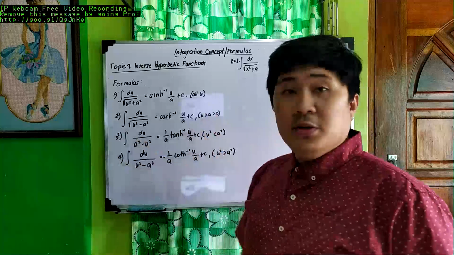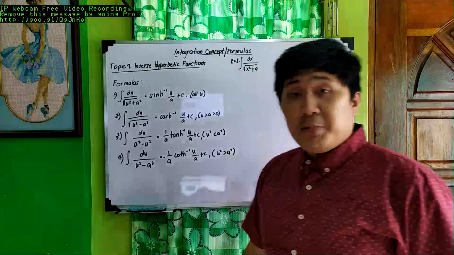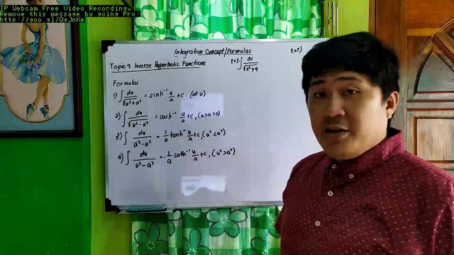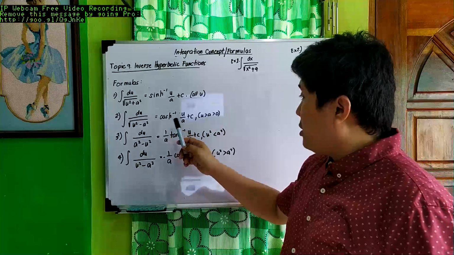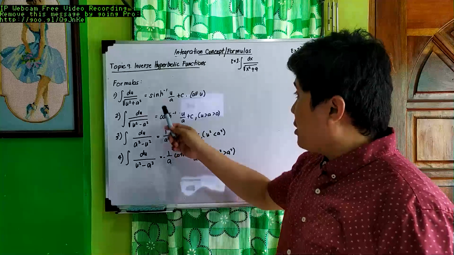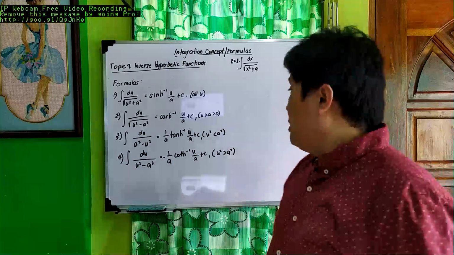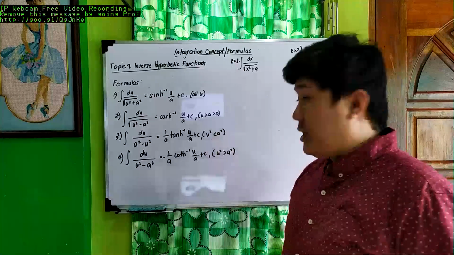And number two, the second formula is du over the square root of u squared minus a squared, which will give you the cosine inverse hyperbolic, or arc cosine hyperbolic, of u over a plus c, where u is greater than a, which is greater than 0.